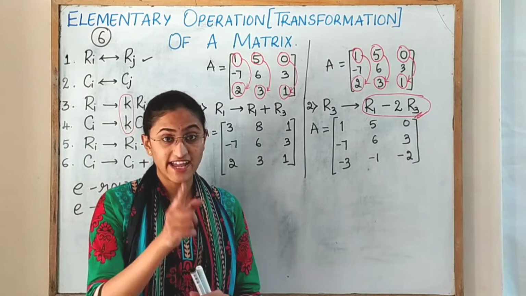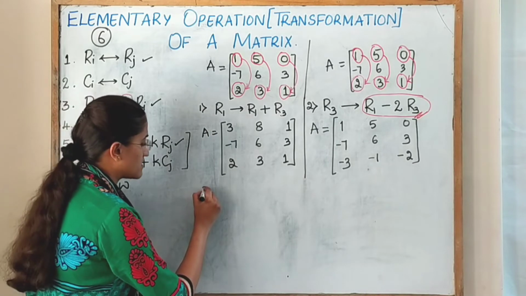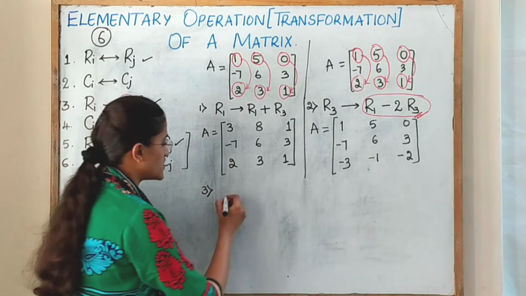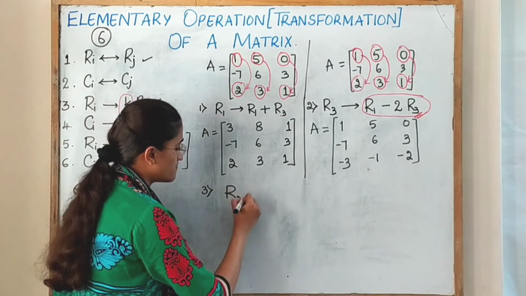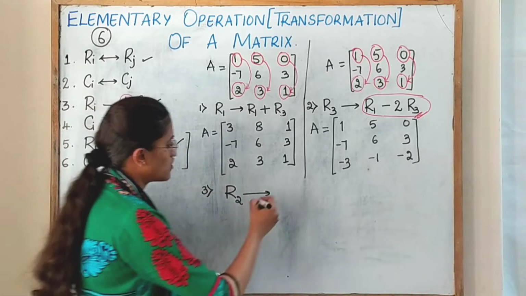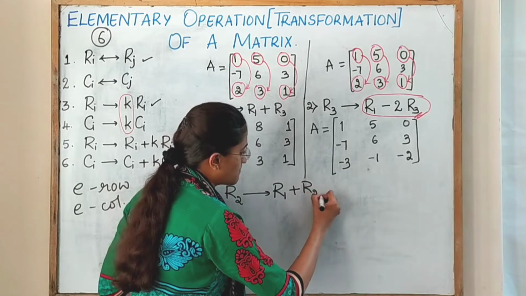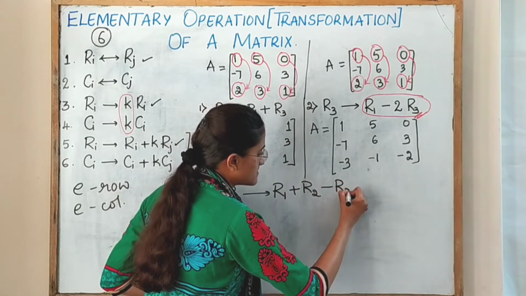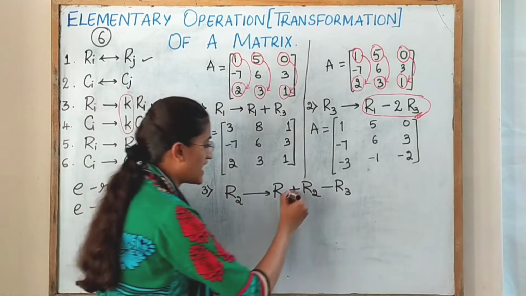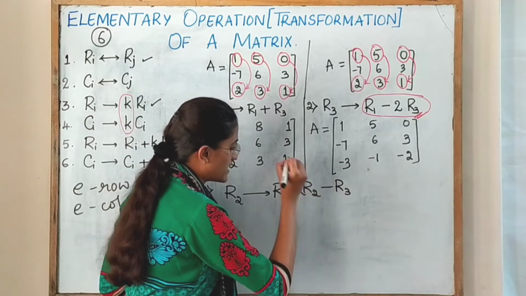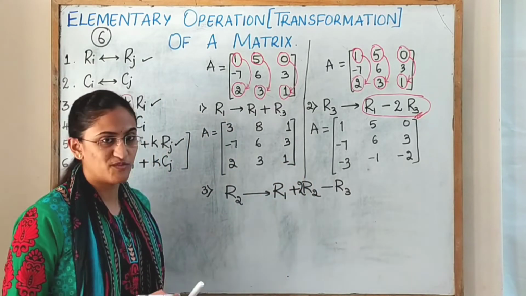I shall take another operation. Okay, the third one, I wish to change R2. I'll change R2 as, I'll add R1 and R2 and subtract R3. And I'll also multiply R2 by 2. Okay, this is my operation now.